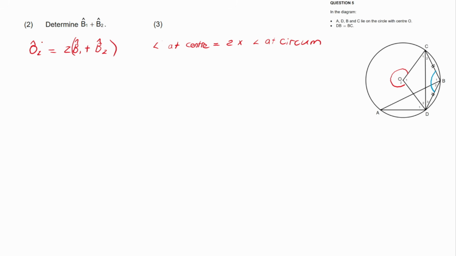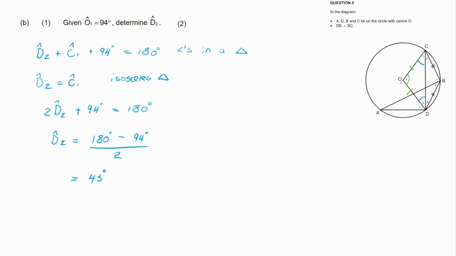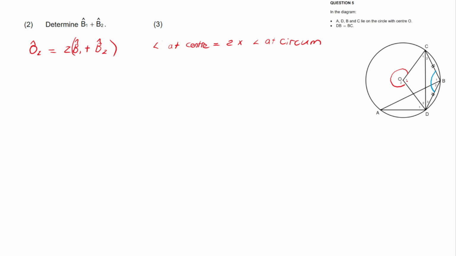Okay, but I need to determine O2, and I know what O1 is. In the previous question, I said O1 is 94. So to determine O2, I'll just say O2 is equal to 360 degrees minus 94. And the reason there is angles around a point.